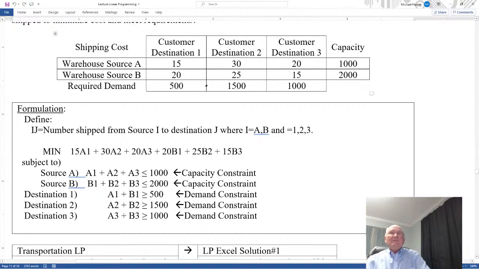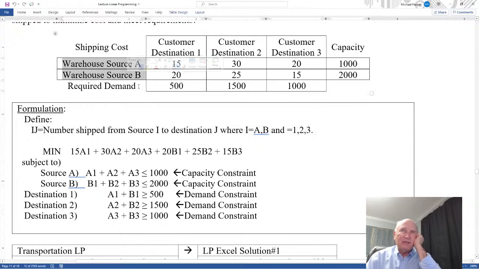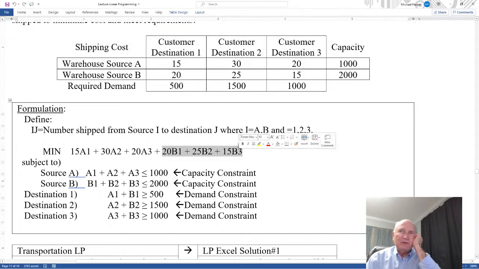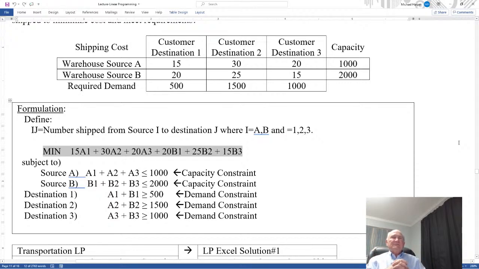Well, first of all, let's get the objective function. We define our decision variables. Ij is the number shipped from source I to destination j. So I is A and B, j is 1, 2, and 3. So A1, the cost is 15. A2, the cost is 30. A3 is 20. B1, B2, B3 is 20, 25, and 15. So that right there is our shipping cost. We want to minimize our shipping cost.